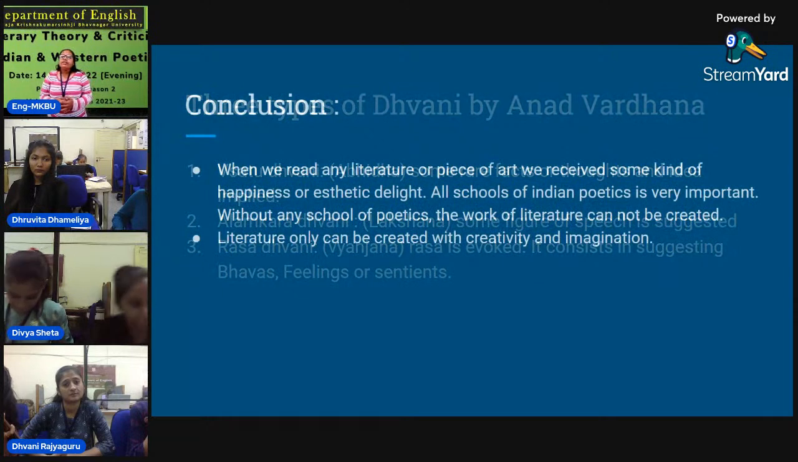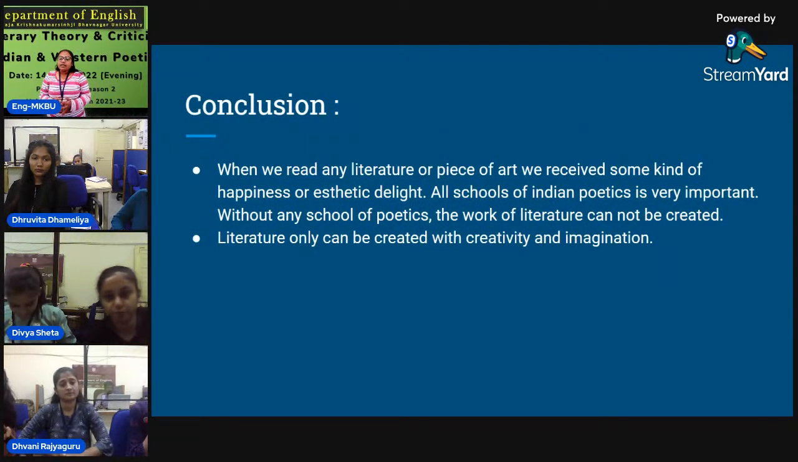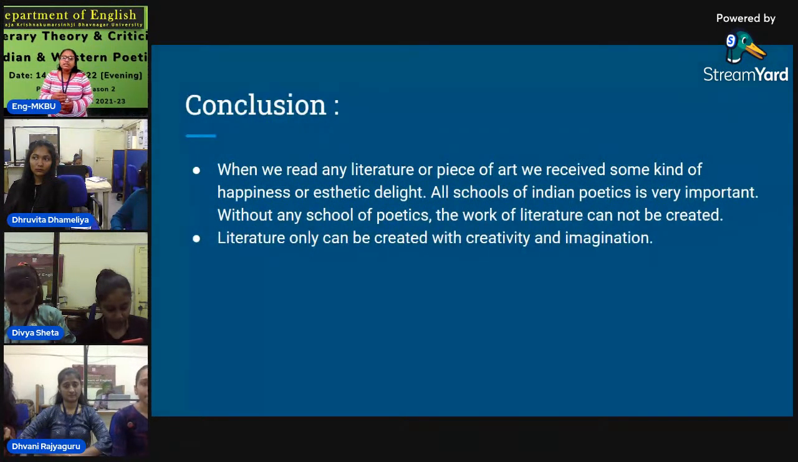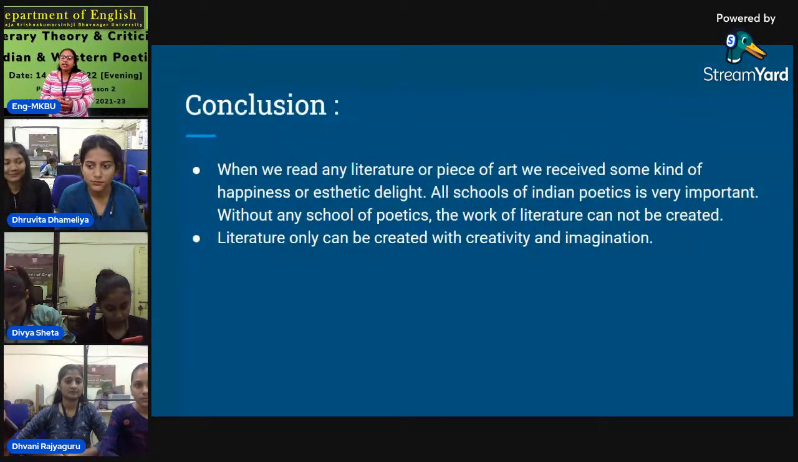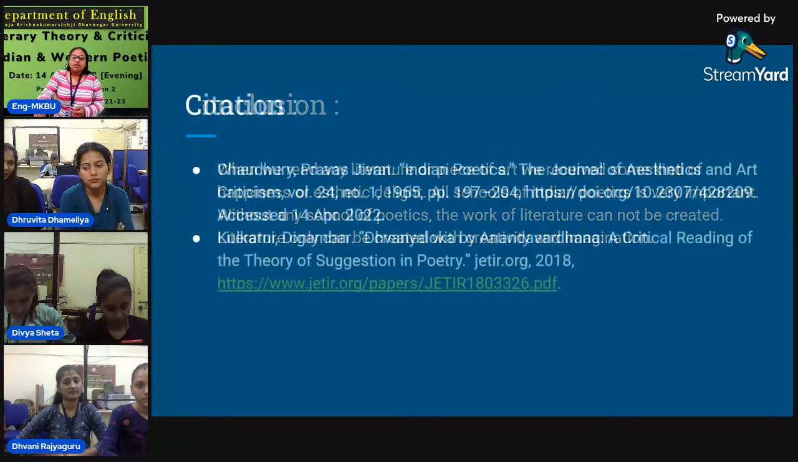Conclusion: when we read any literature or piece of art, we receive some kind of happiness or aesthetic delight from that literary work. All schools of Indian poetics are very important. Without any school of poetics, a work of literature cannot be created. So every school of this theory is equally important. Literature can only be created with creativity and imagination, and all the schools of theory talk about these things. This is my conclusion.